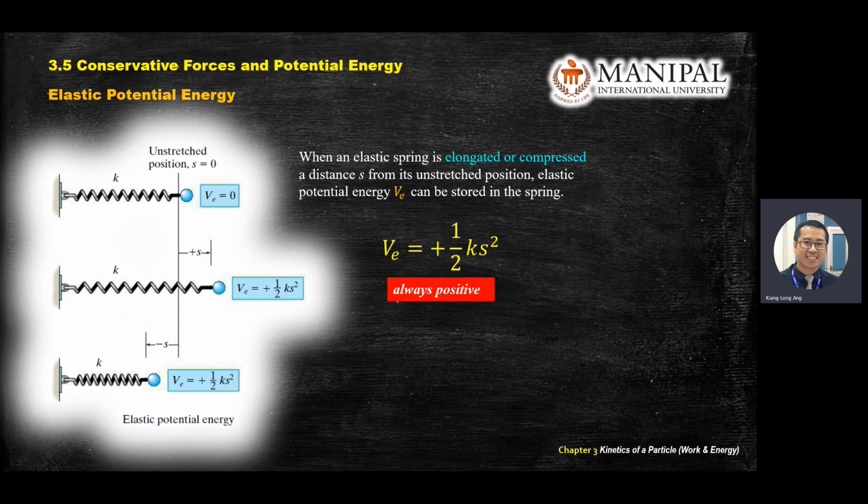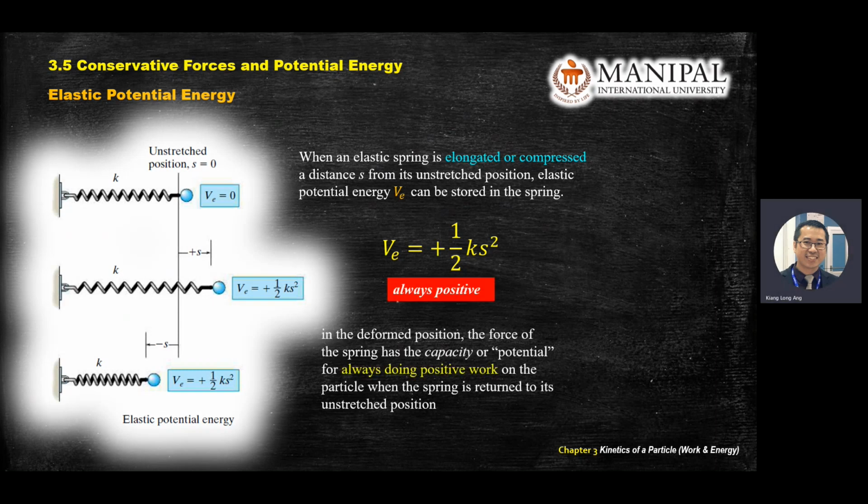On the other hand, in the third diagram, you compress the spring, so s is negative. But you know that when you calculate the energy it is ks squared. The s is negative, but squared you still get positive. So for a spring, it's a special case. You will always get positive energy for a spring.